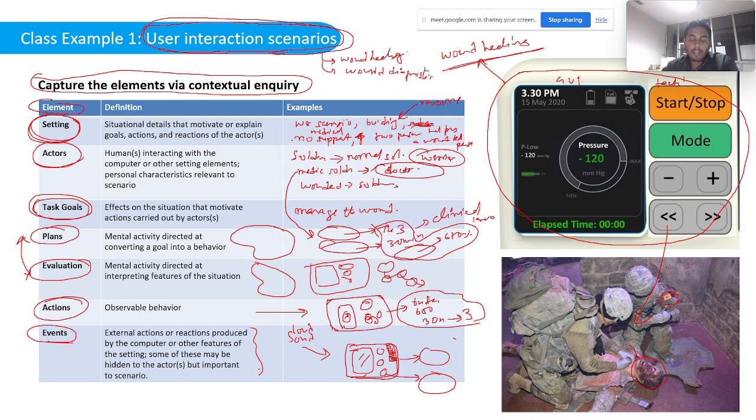So you need to again understand. When you are trying to understand these various events that have been produced by computers, you need to understand what sort of features one needs to deliver as feedback.